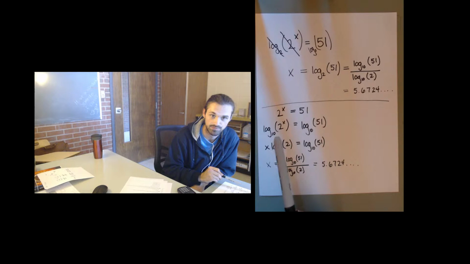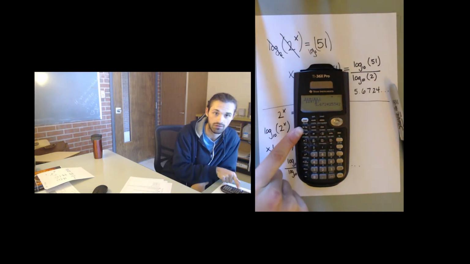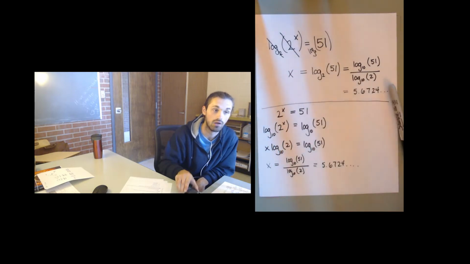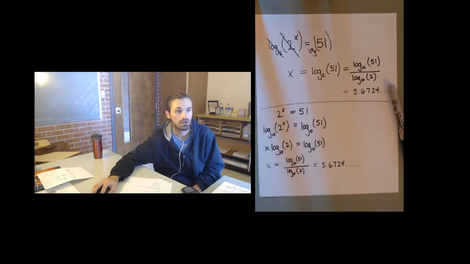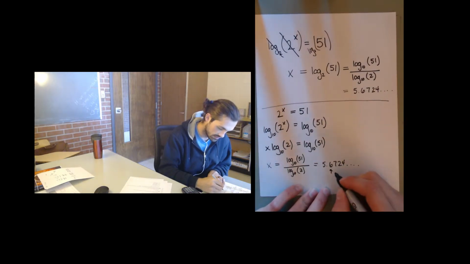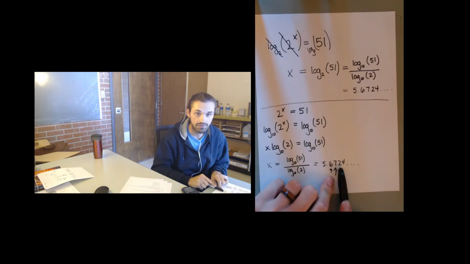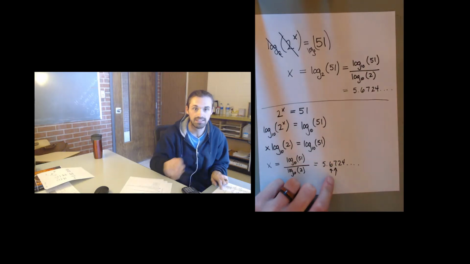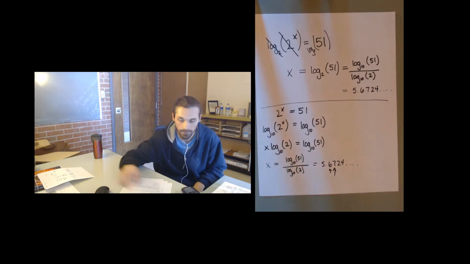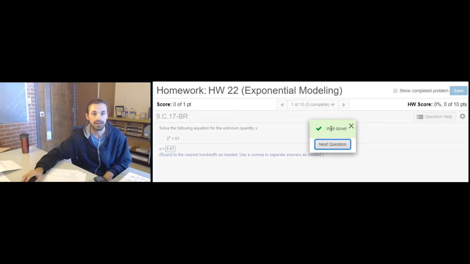log base 10. Again, that's because log base 10 is equipped on most calculators, if not all calculators. Round to the nearest hundredth as needed. So 10 spot, 100 spot. I want to round to the nearest hundredth. My 2 is not big enough to round up my hundredth spot, so I'm going to leave it as 5.67. We got it. So x is 5.67.